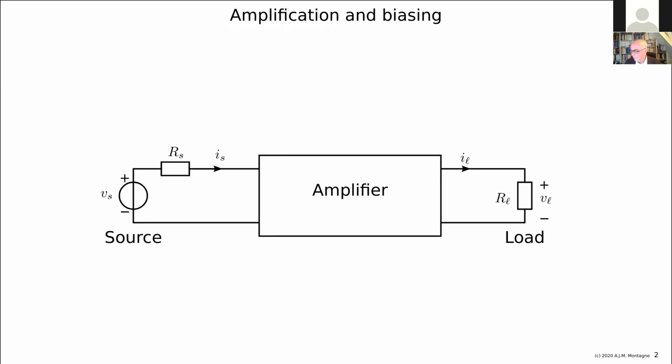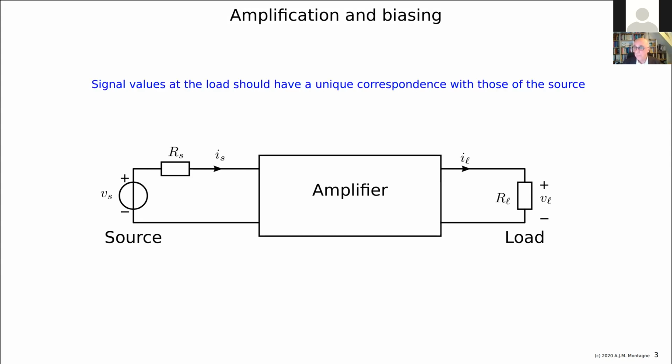What we have is a source, a load, and what we want is an amplifier. In this case, I used a resistive source and a resistive load, but this is not necessarily important. It can be any type of complex impedance there, but for the sake of simplicity, today I will confine myself to resistive source and load. So we have a source providing a voltage and a current, and a load that needs to be driven with a voltage or a current.